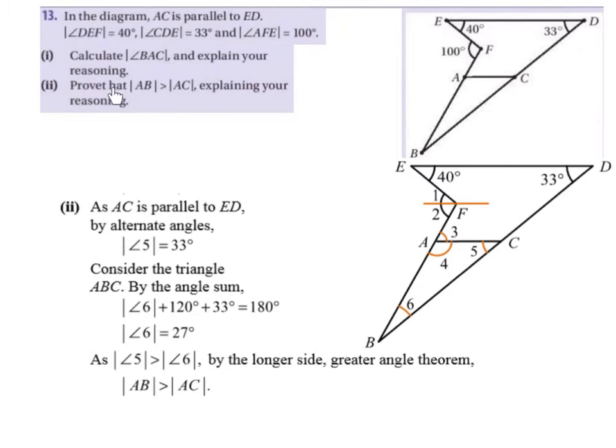Part 2. Prove that the length of AB is greater than the length of AC, explaining your reasoning. We want to prove that the length of AB, which is drawn here in our other diagram, is greater than the length of AC, which is drawn here in our diagram. As AC is parallel to ED, then by alternate angles, angle 5 is equal to 33 degrees. Angle 33 and angle 5 are alternate angles, and alternate angles are equal.